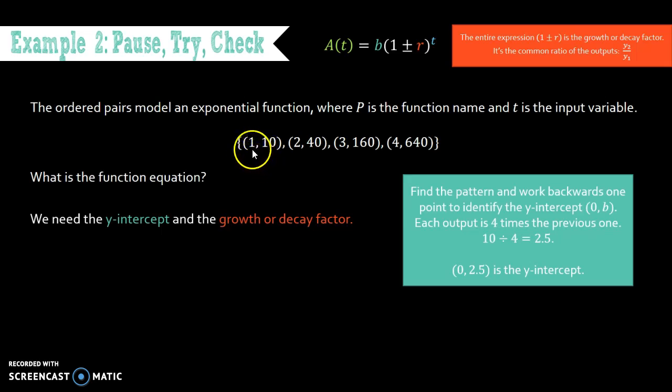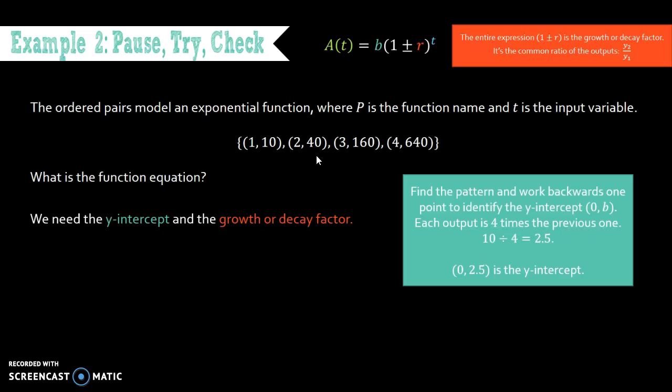So notice that your inputs are 1, 2, 3, 4. That's good. We want them to be going up by 1. It's really easy to do our pattern that way. Our outputs are changing in a different way. We've got 10, 40, 160, 640, and it's going to keep going. We can divide our outputs to find the pattern, or you could probably just see this one. It's pretty simple to see this one.